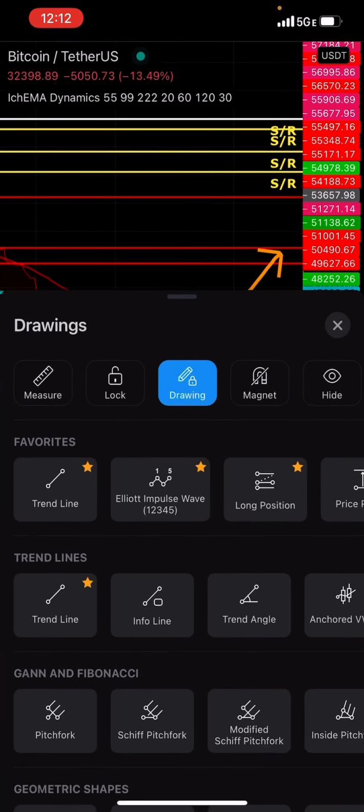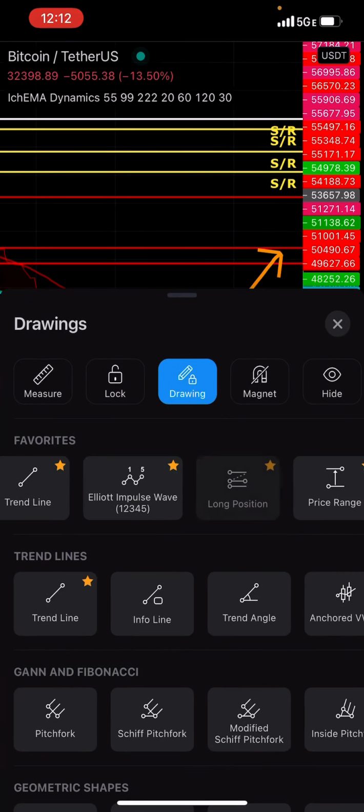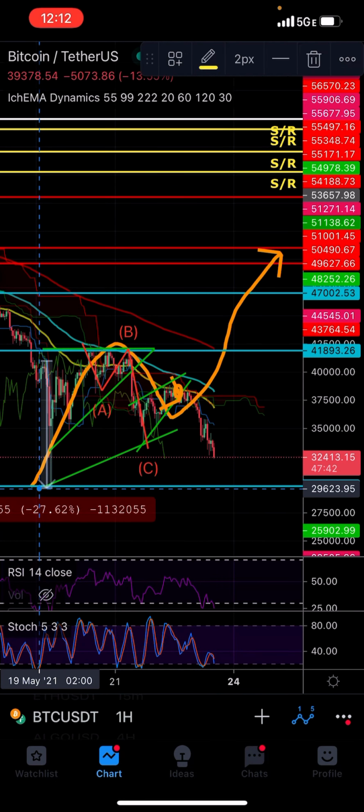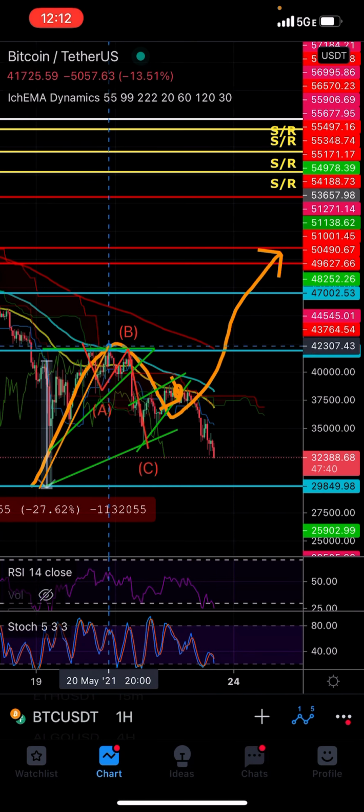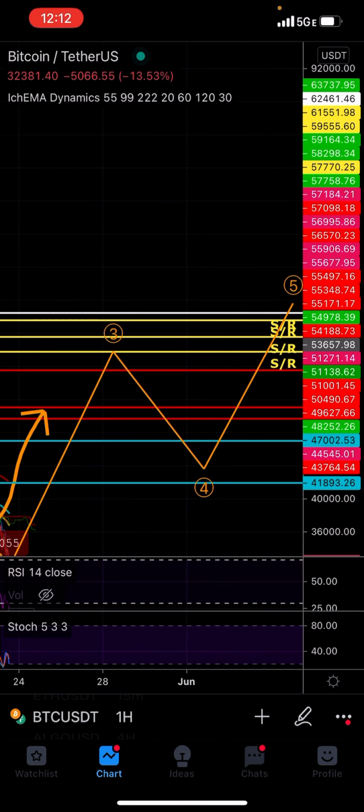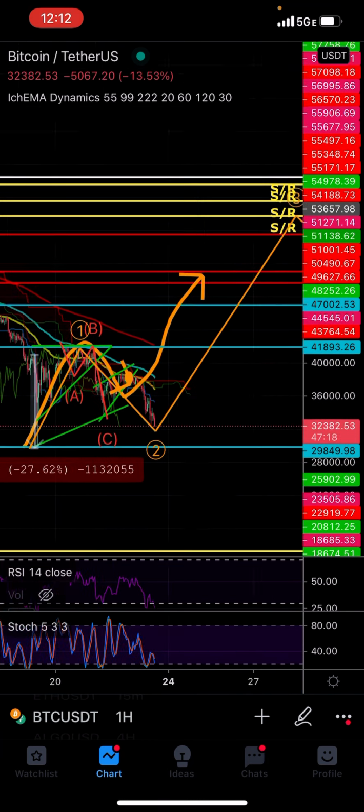Essentially, right, we got the initial impulse, right? So there's wave 1, there's wave 2. This would be 2. All right, now, this would be 1. That would be wave 2.